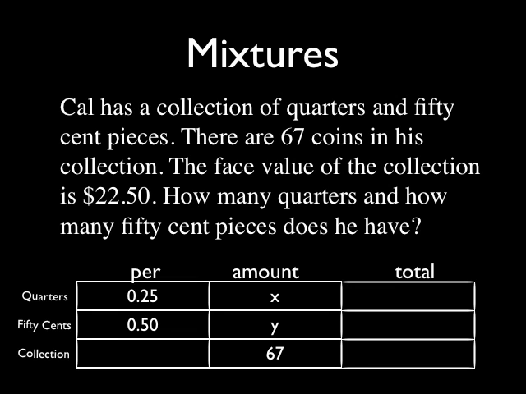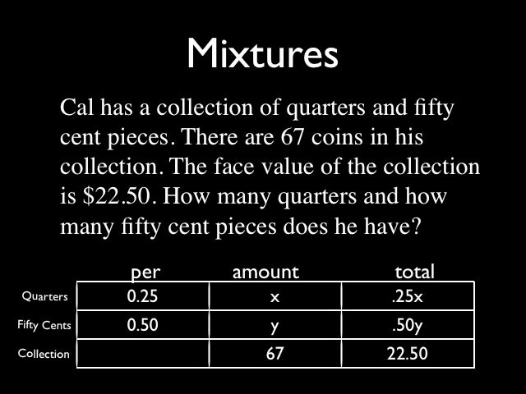Now, where does $22.50 go? Does it go in my per column? Is there a coin that's worth $22.50 for each coin? No. What is $22.50? Where does that go? $22.50 is the worth of my whole collection, so it goes under the total column. This is why I said when we first did that M&M example, pay close attention to when it goes in the per column and when it goes in the total column. That $22.50 is not a per. It's a total cost, a total worth of the collection. It's not a cost per coin.